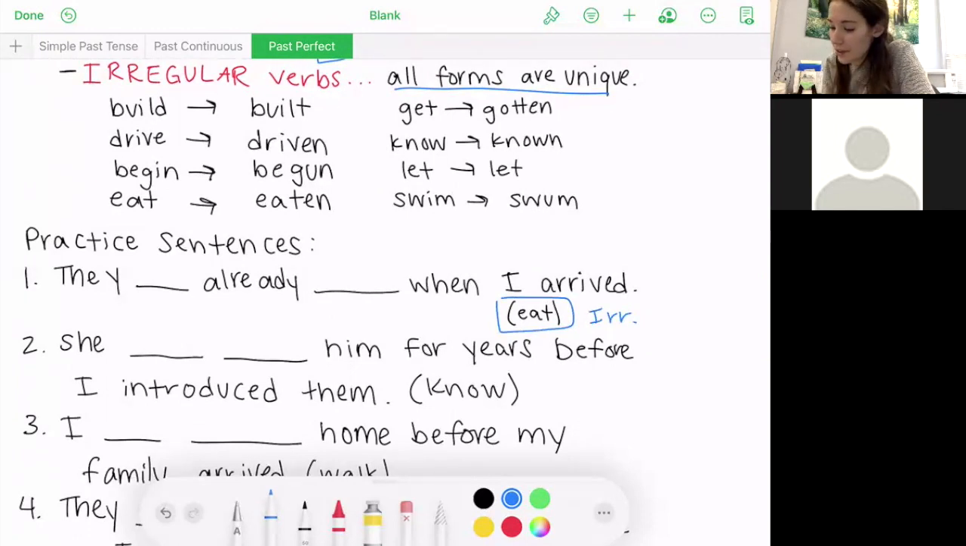So we need to fill in a word here and here. Remember our 2 components. Which 2 words do we need? And then refer back to our list of irregular verbs at the top. So I'll give you a second to write down your answer.